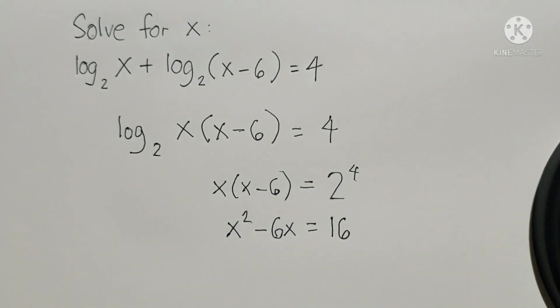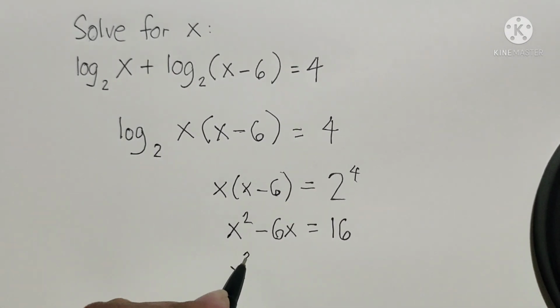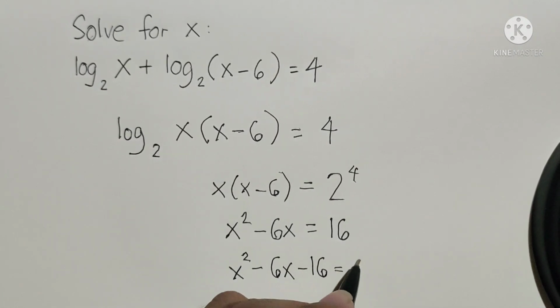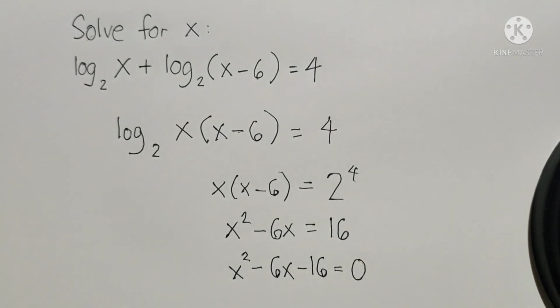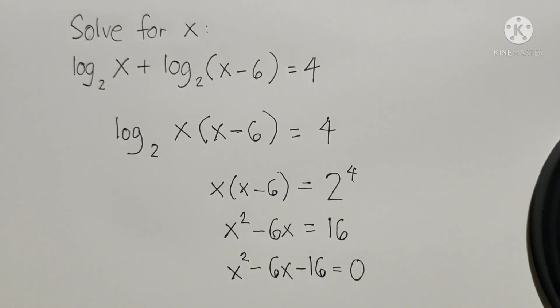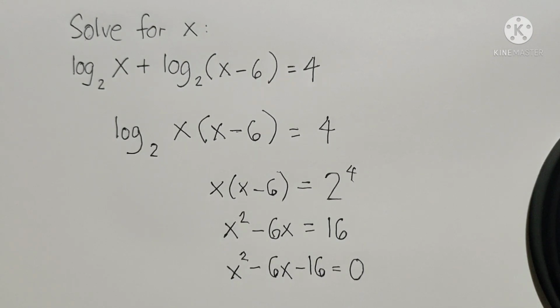Now, lahat ng terms, ilalagay natin sa left-hand side. So, si 16, ililipat natin siya sa left, kaya siya ay magiging negative. Which gives us a quadratic equation na pwede nating isolve gamit yung mga alam natin na techniques. And for this one, we will apply factorization. Ano nga ba ang factors ng x squared minus 6x minus 16?